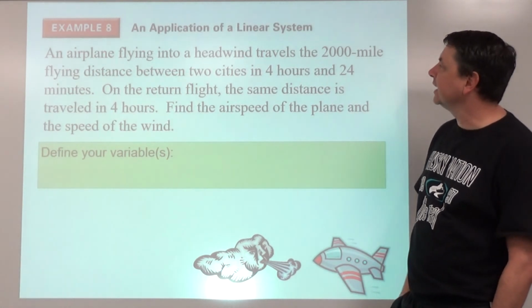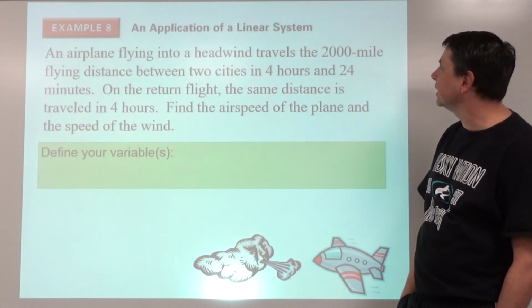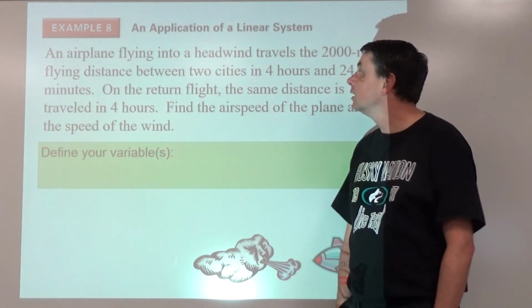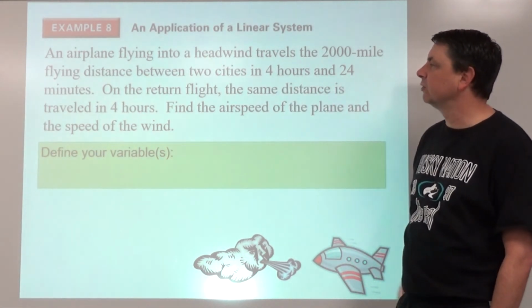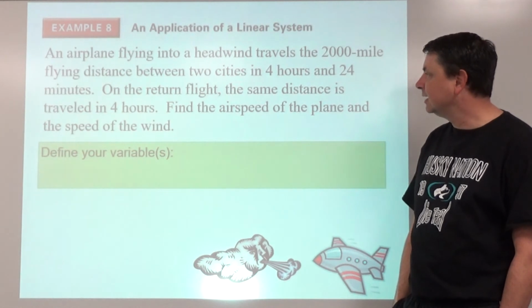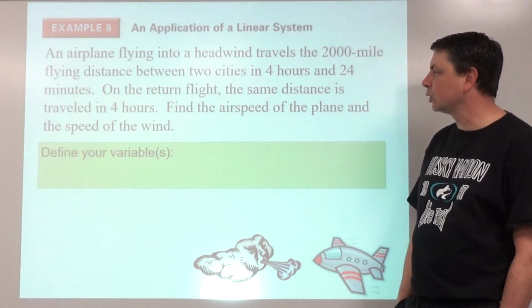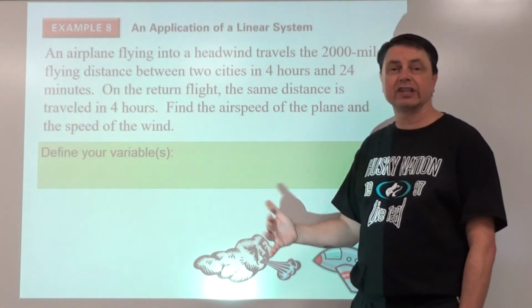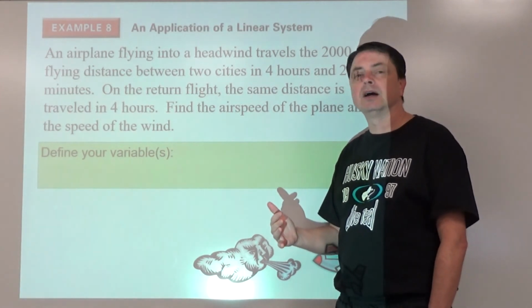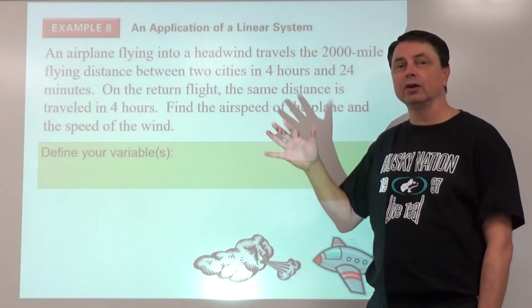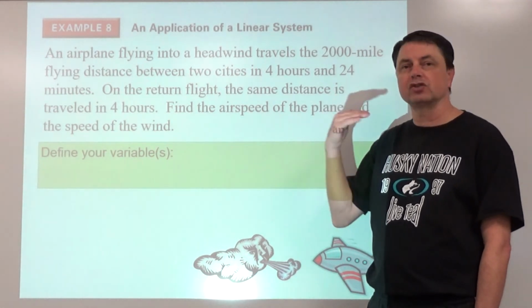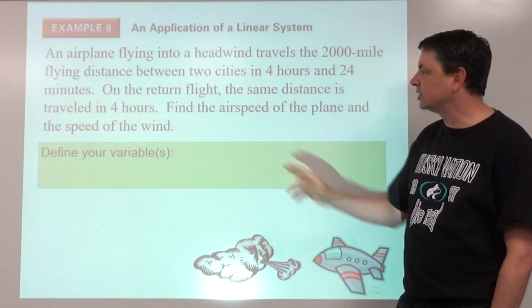We've got an airplane flying into a headwind. It's traveling a 2,000-mile distance, flying between two cities. It takes 4 hours and 24 minutes to do that. On the return flight, the same distance is traveled in 4 hours. This is kind of a simplistic approach. We would maybe think in terms of vectors if there was an angle to it, but it's straight into the wind, and straight behind.